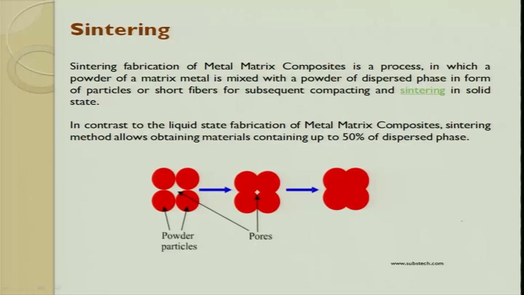So, the next bonding process is called sintering. Sintering is a process wherein you start with metal powders, or any powder, metal or ceramic powder, and you try to consolidate them. Let us assume you consolidate only by pressing. Then all these particulates, whatever powder was there, get consolidated.